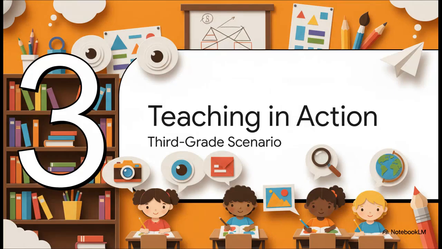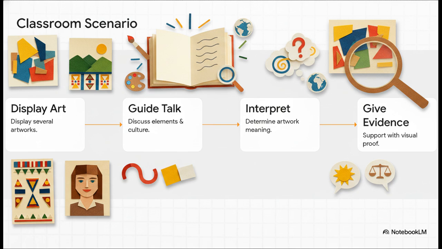Section 3. Teaching in action. A third-grade scenario. Because theory is great, but let's see what this actually looks like in practice. Imagine stepping into a bustling third-grade classroom to see visual literacy happening in real time. Let's break down this third-grade teacher's lesson step by step. So step 1, the teacher displays several artworks on the board. Pretty standard, right? But they don't stop there. Step 2 is where the magic really happens.